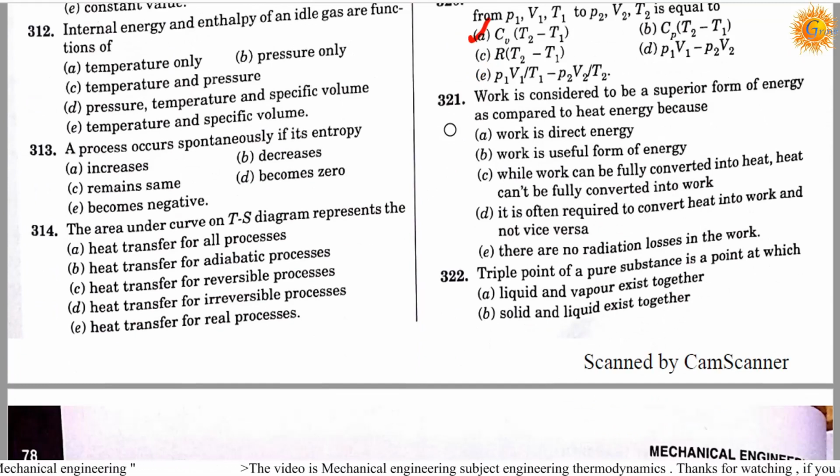Question number 321. Work is considered to be a superior form of energy as compared to heat energy because: option A, work is direct energy; option B, work is a useful form of energy; option C, while work can be fully converted into heat, heat cannot be fully converted into work; option D, it is often required to convert heat into work and not vice versa; option E, there are no radiation losses in work. So the correct answer is C.